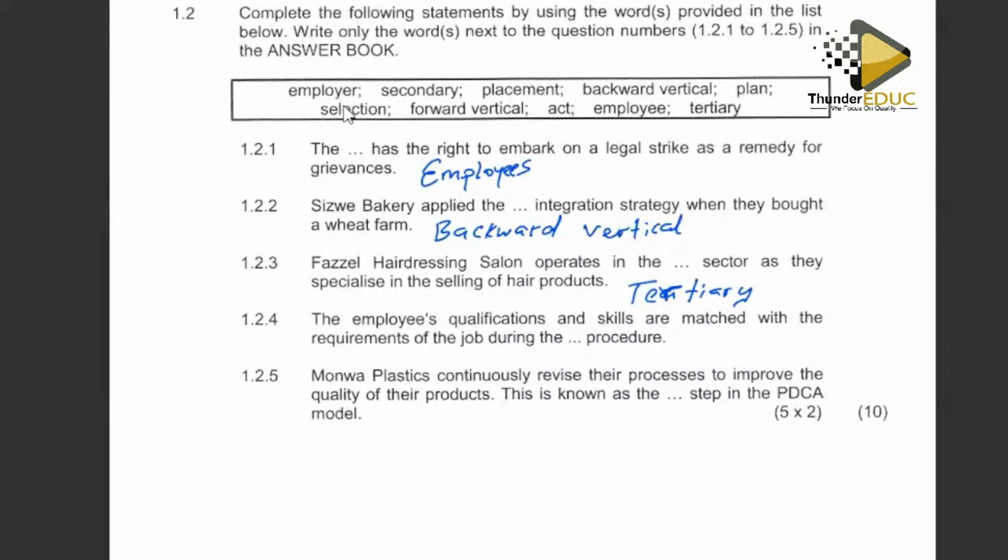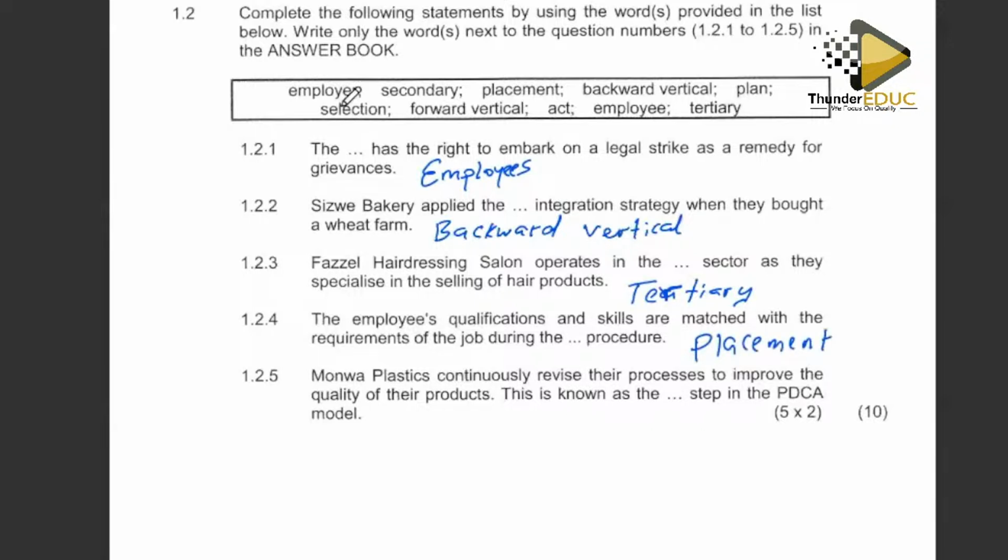So now let's check 1.2.4. The employees' qualification and skills are matched with the requirements of the job during the process of placement. So now the answer in this regard is going to be placement.